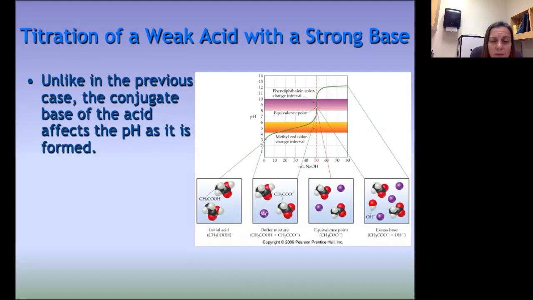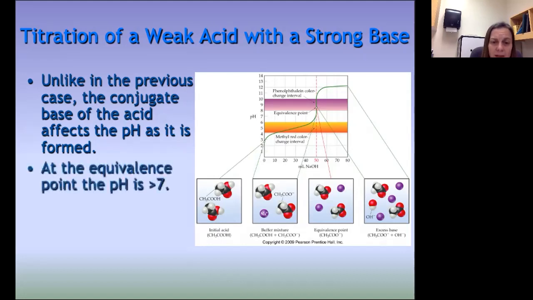At the equivalence point, we should have only sodium ions and the conjugate base ions, which again, in this case, is the acetate ions. So the pH at the equivalence point, instead of being neutral, is going to be governed by the reaction of the conjugate base with water. And so it's going to be basic. It's going to be slightly above 7.